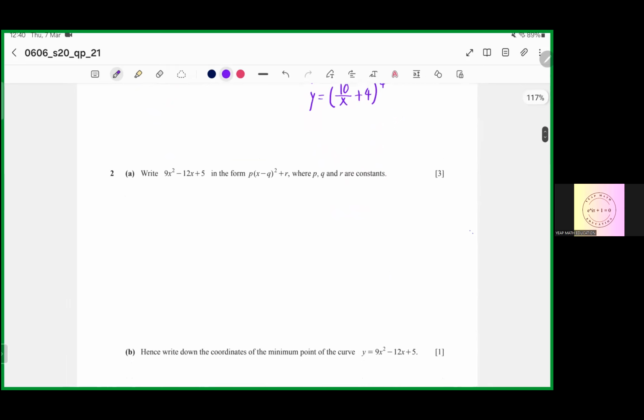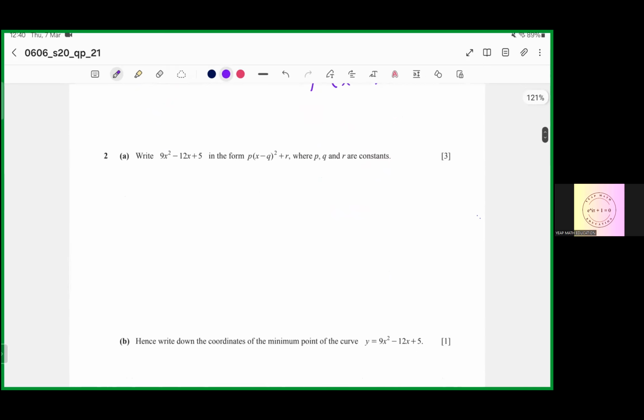Now we look at question 2. Question 2a asks: write 9x squared minus 12x plus 5 in the form p bracket x minus q squared plus r, where p, q, and r are constants. When you see this question, it means you need to use completing the square to calculate it. I know a lot of alternative solutions, so I just use my own way.